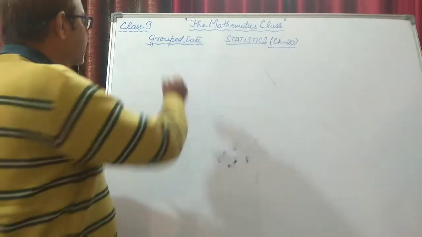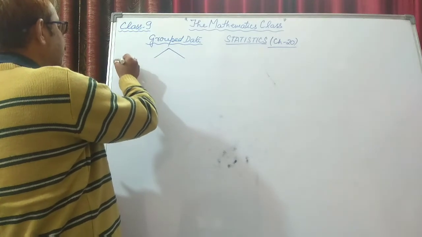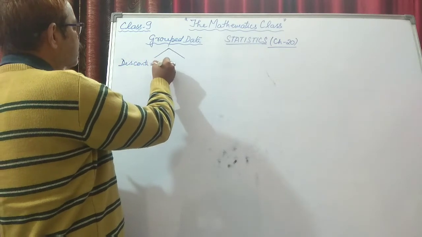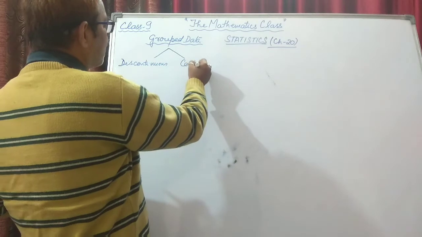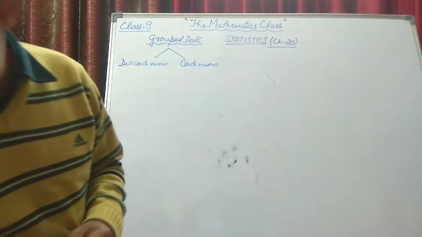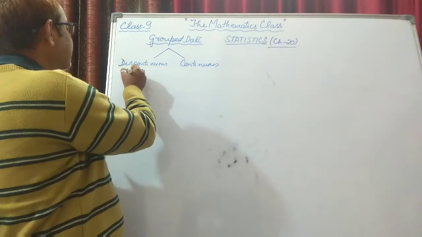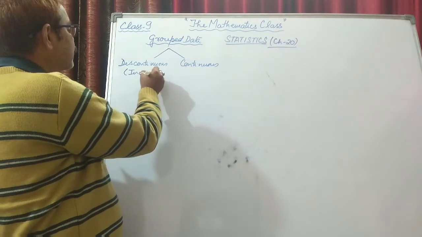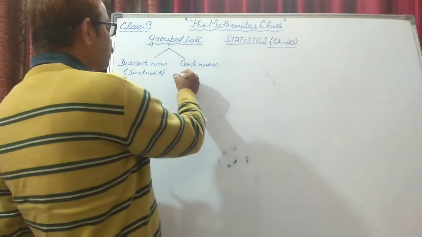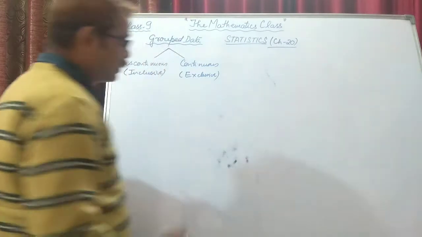Now grouped data is basically of two types. One is continuous and one is discontinuous. Now what is the meaning of discontinuous and continuous? First of all, discontinuous is also known as inclusive data, and continuous is known as exclusive data. Now what is the difference between them?